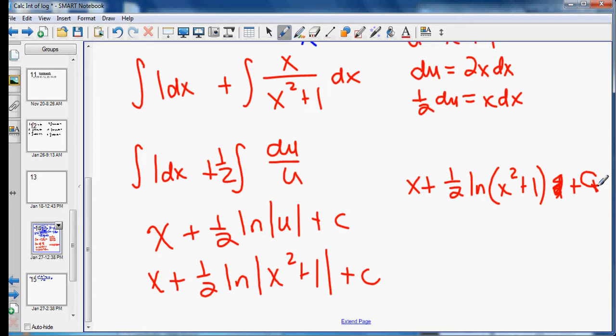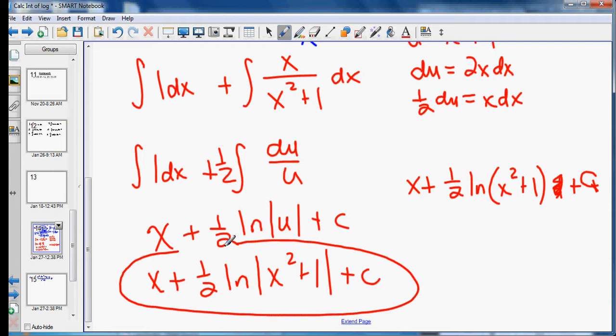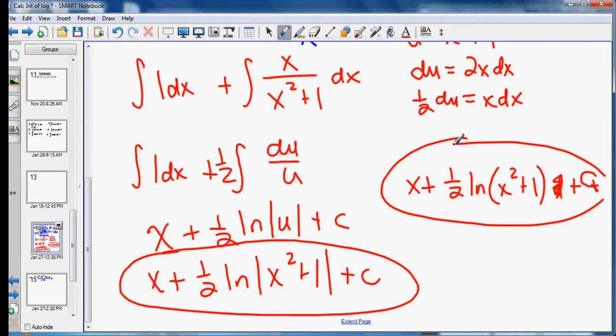I'm mainly wanting to alert you to that in case you're ever on a multiple choice question and you see it has no absolute value and you feel like something's wrong. You know, wait a minute, that is okay because x squared plus 1 is always positive. So it's okay in that case if the absolute value sign is dropped.